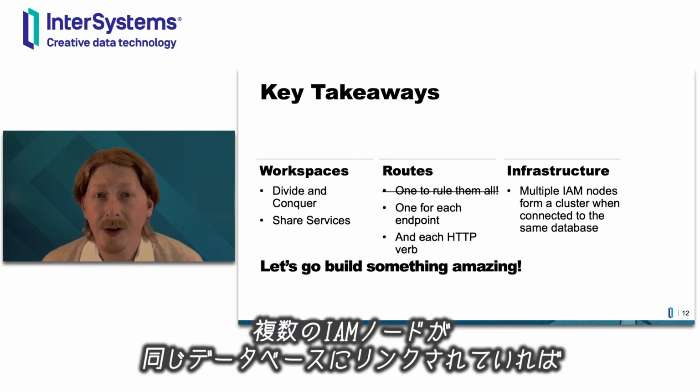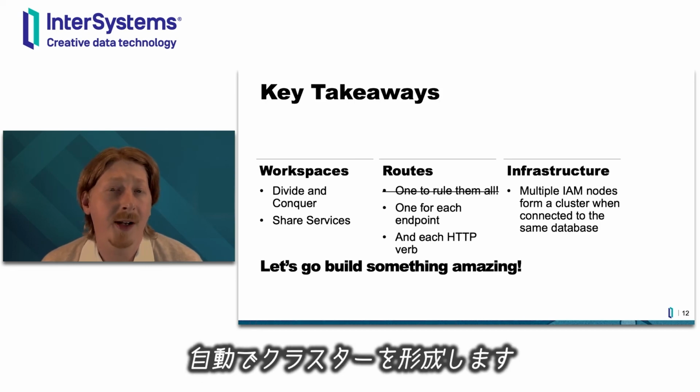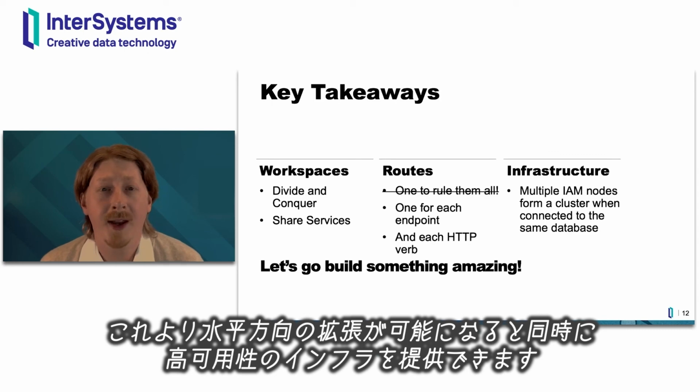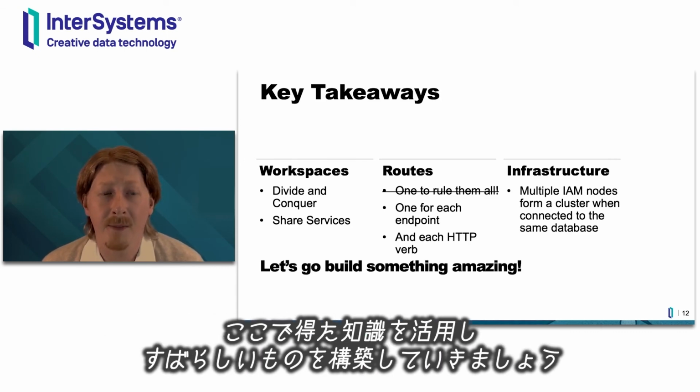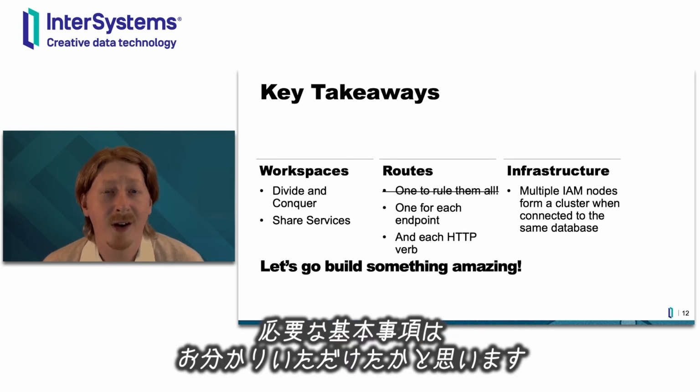For the infrastructure, we talked about that IAM nodes automatically form a cluster if they're linked to the same database, and that allows you to scale horizontally, but also to offer high availability in your infrastructure. Now, with all of this knowledge, let's go out there and build something amazing. I think that's everything you need for a great start.